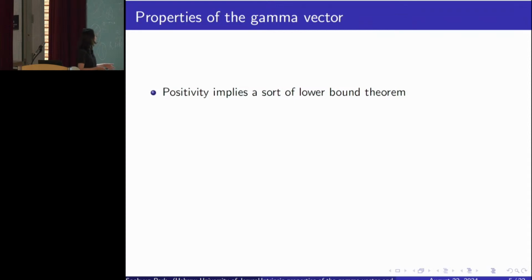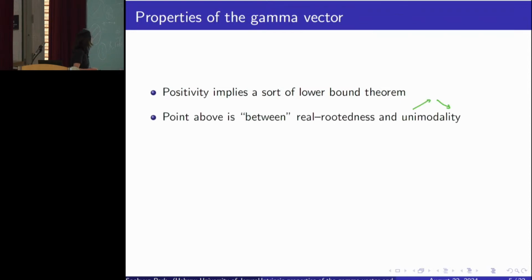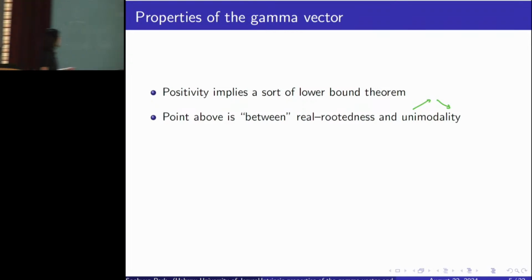Okay, so why do we care about the gamma vector? Well, the positivity, according to the person who first called this the gamma vector, Soohyun Park, implies a sort of lower bound theorem. By a lower bound theorem we mean, if we have some sequence of numbers that we know are increasing, we can look at consecutive ratios, let's say h_i over h_{i-1}. And if we have a lower bound on this, it says the sequence increases at least that quickly. This is actually a thing in geometric combinatorics. And the positivity, as Shinche mentioned, is somewhere in between real-rootedness and unimodality. And unimodality is just numbers go up and then down. Maybe they just stay the same somewhere.